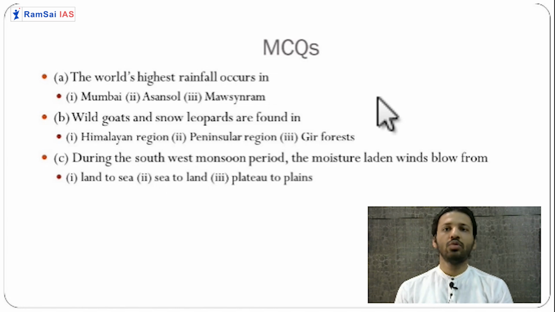First MCQ: the world's highest rainfall occurs in? Though it is not given, or I haven't mentioned it, just find it out. Wild goats and snow leopards are found where? This we have seen. During the southwest monsoon period, the moisture-laden winds blow from?